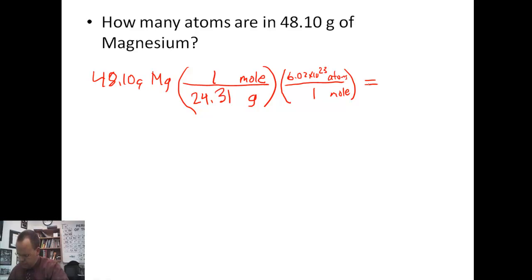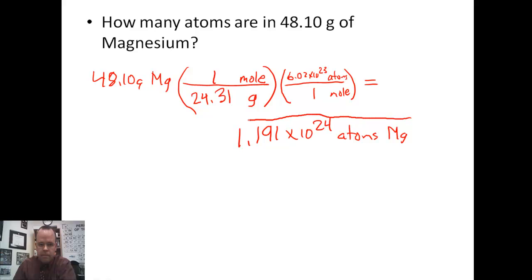So we're dividing 48.10 divided by 24.31, and that answer times 6.02 times 10 to the 23rd. From that, we'll keep the 4 significant figures, 1.191 times 10 to the 24th atoms magnesium.